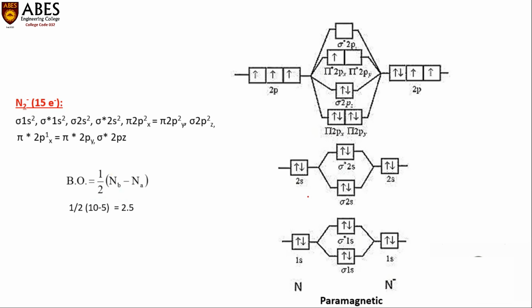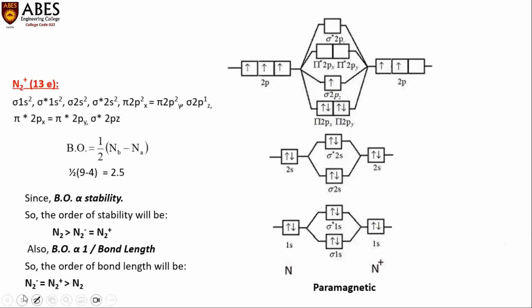the electrons present in bonding molecular orbitals are 10, whereas the electrons present in anti-bonding orbitals are 2, 2 and 1. So 5 electrons are present in anti-bonding, therefore it will show the bond order 2.5.